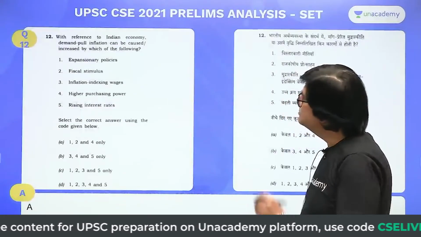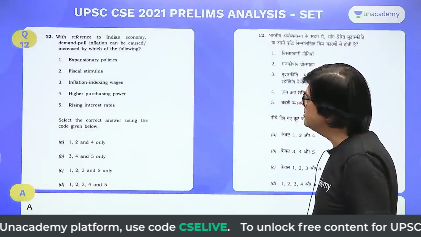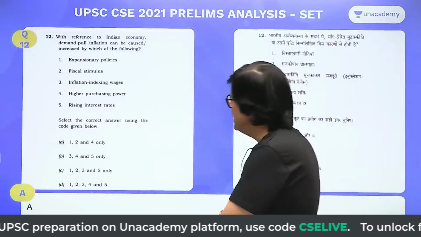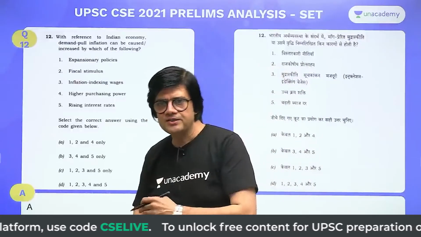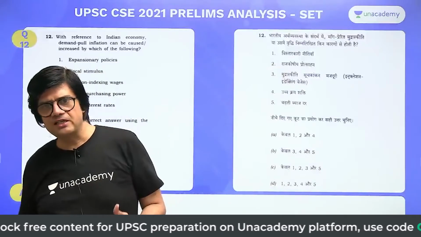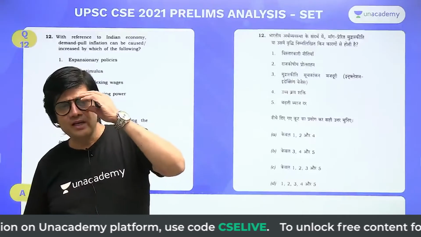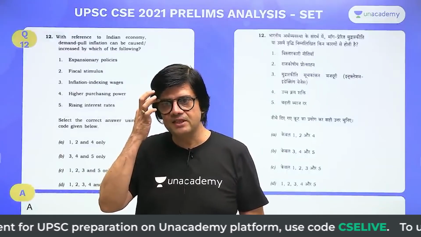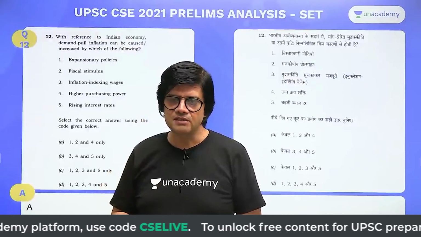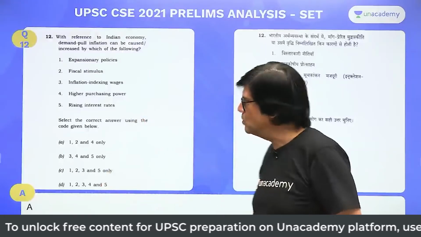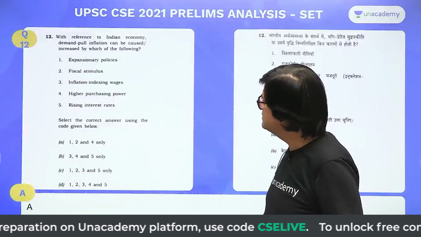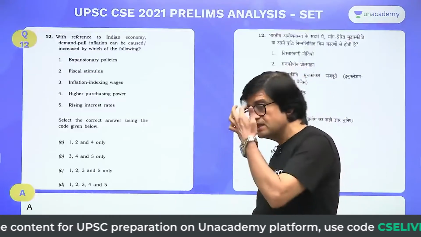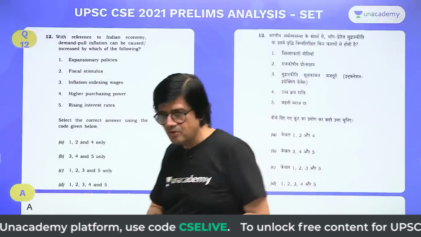Now come to question number 12. With reference to Indian economy, the demand pull inflation can be caused or increased by which of the following? The demand pull, that means the inflation can be caused a variety of ways. One of the ways in which inflation increases is what is known as the demand pull factors, that if the demand of a particular commodity increases, then its price will also go up. So, that way we have to identify that with reference to our economic system, demand pull inflation will increase on account of what? Now, the first thing is expansionary policies.